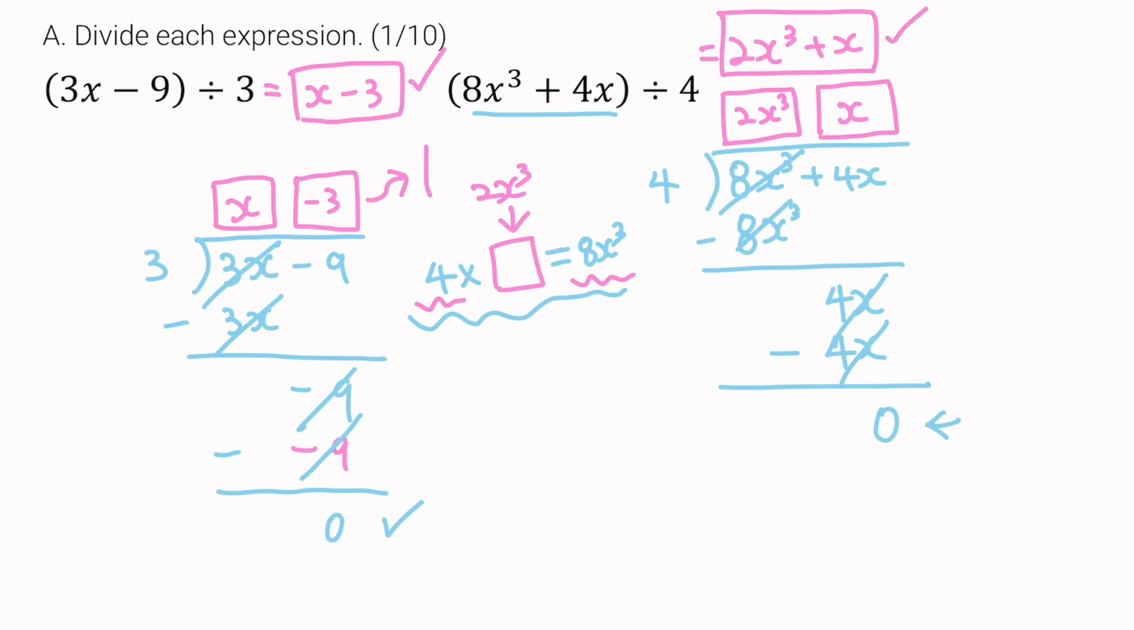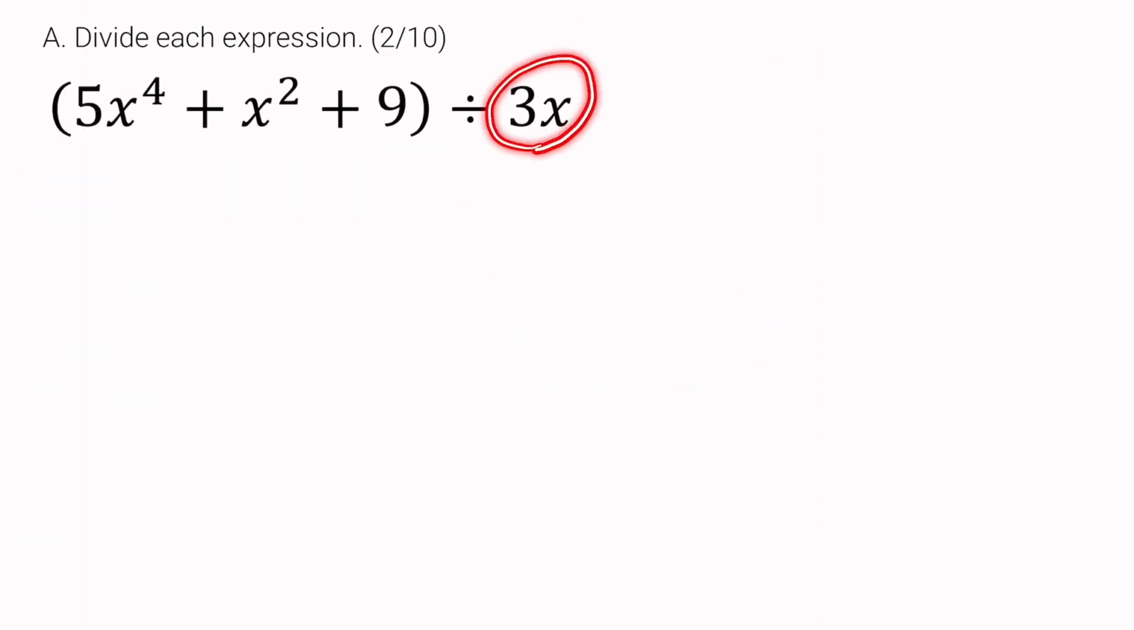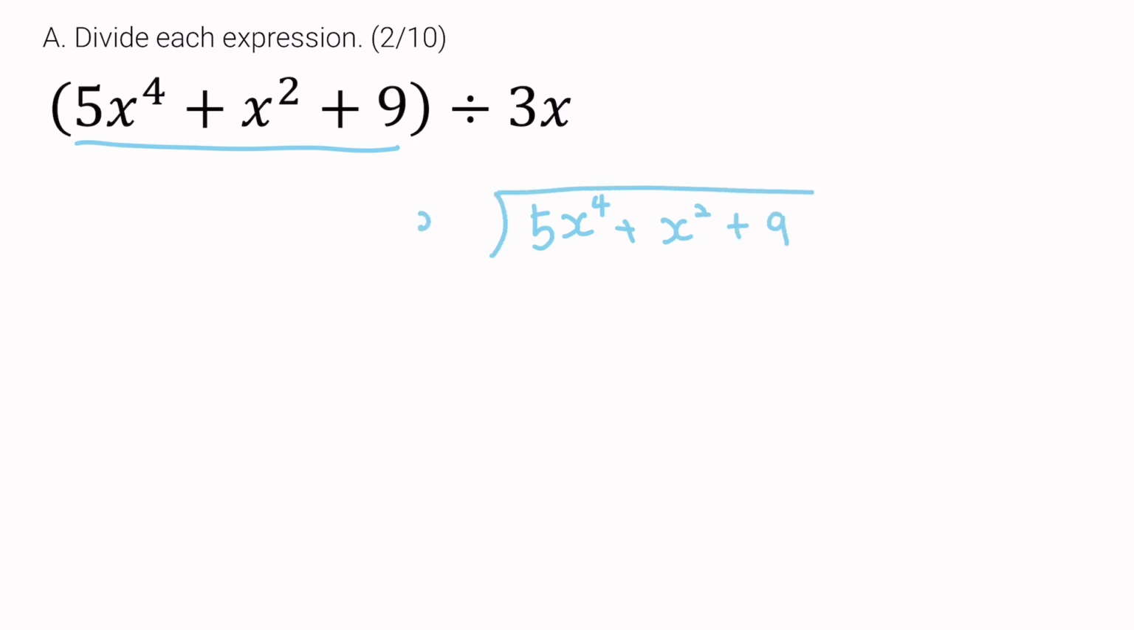Now for our next problem, I am going to use a non-number monomial that looks like this. So instead of a number, we have 3x as a divisor and a trinomial for the number that we're dividing. So we're dividing a polynomial with a monomial that is not a simple integer, but the method is the same. So I'm going to write the original expression, 5x raised to the power 4 plus x squared plus 9, and then I'm going to divide it with 3x.